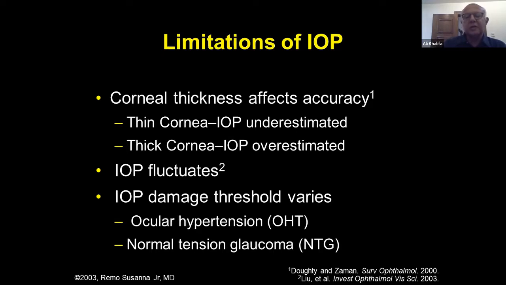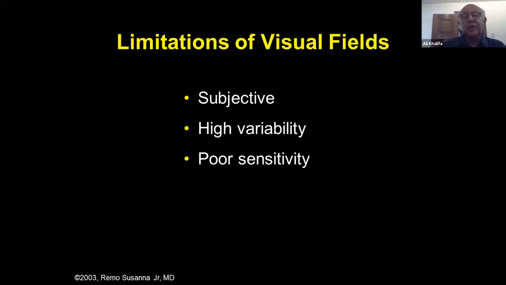Also, the intraocular damage threshold varies. As we know, in ocular hypertension, we have a high pressure but no field changes, while in normal tension glaucoma, we have low pressure with visual field changes. Therefore, there are limitations of visual fields. They are subjective, they are very highly variable, and they have a poor sensitivity.